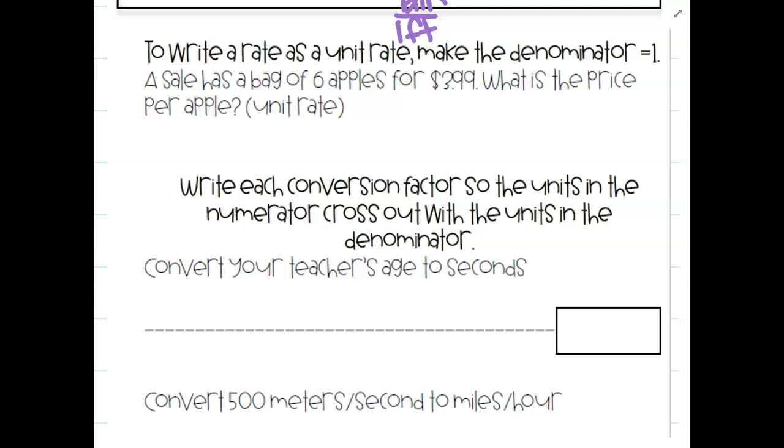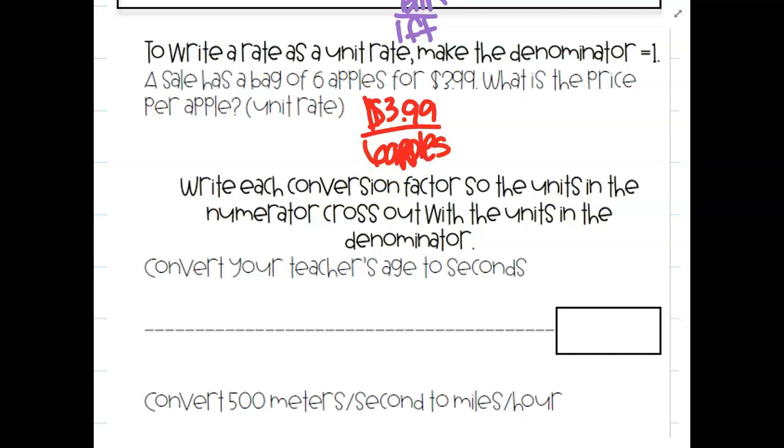So what you first need to do is write this as a rate, okay? Typically, if you're talking about cost, you're going to write it as cost per item. So in this case, we're going to say $3.99 for 6 apples.